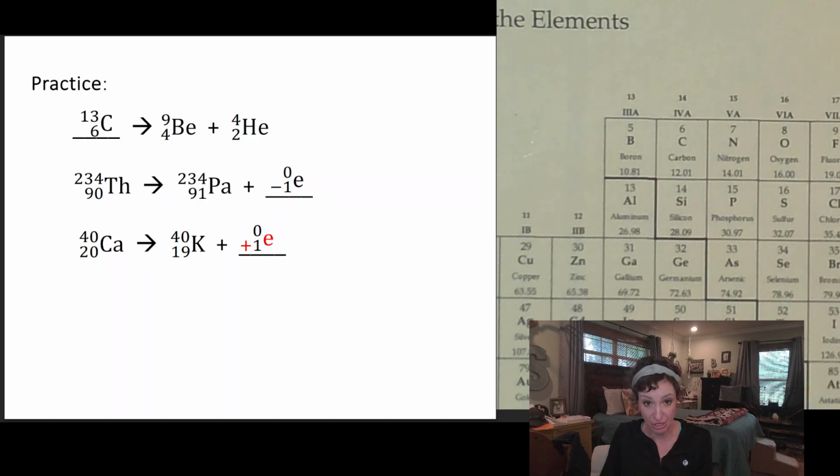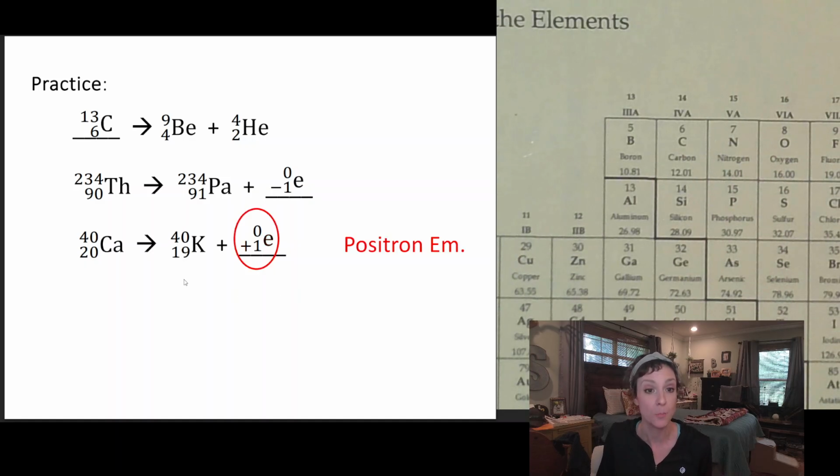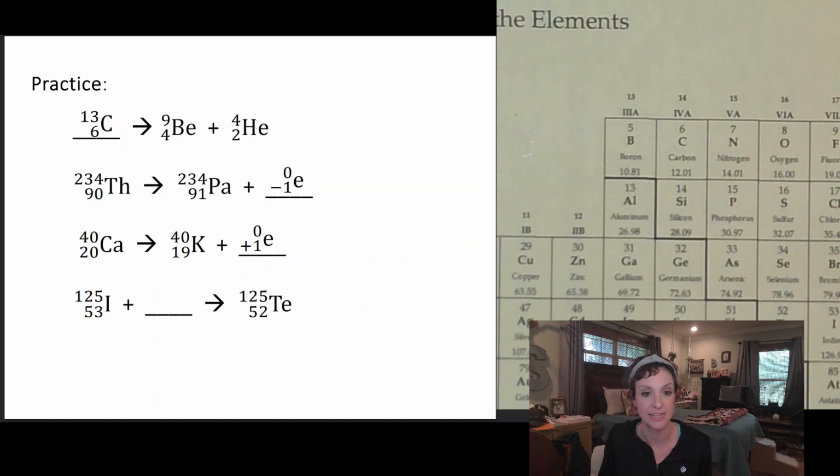That's a positively charged electron, which I'm going to get only when I have a positive 1 down on the bottom, but no mass at all, okay? So this is an example of positron emission, meaning calcium-40 decays into potassium-40 through that process to become more stable. All right, I have iodine-125 plus something turns into tellurium-125.